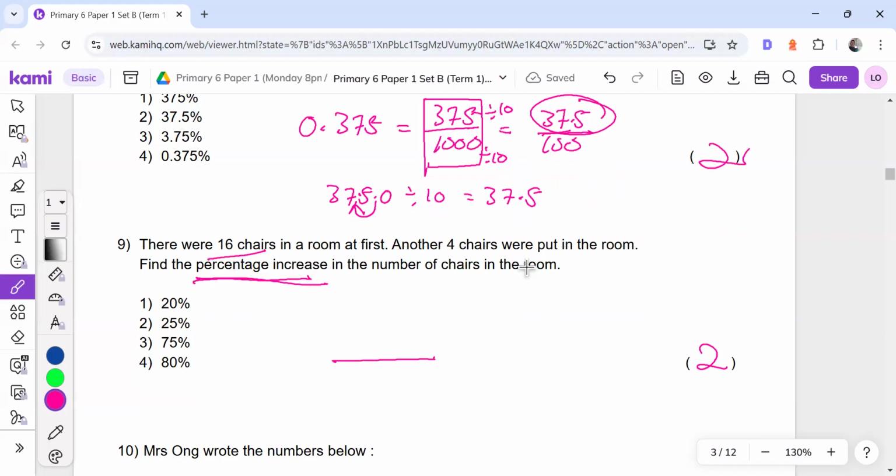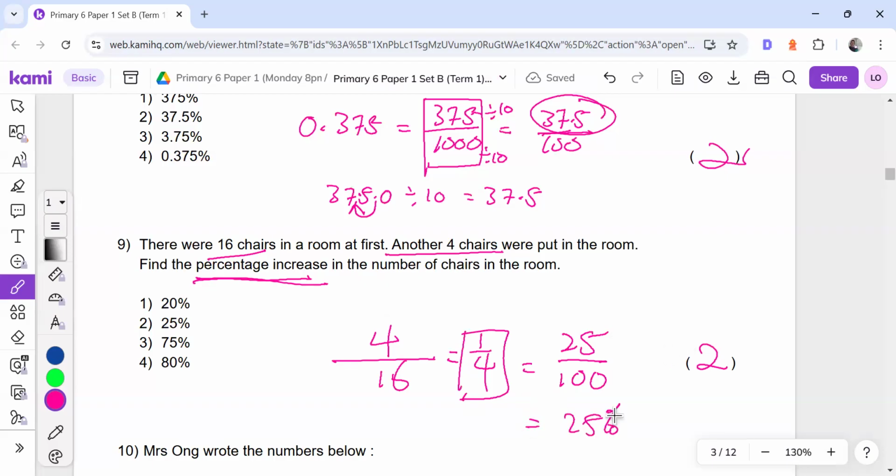There were 16 chairs in the room. Another 4 chairs were put in. The increase is 4. And what's the denominator? The denominator is your original number. What do you start with at the beginning? You started with 16 chairs. That is your denominator. The numerator is your increase. Once you get your fraction, make the denominator 100 by changing to simplest form. 4 times 25 is 100, 1 times 25 is 25. And once your denominator is 100, your answer is 25%.